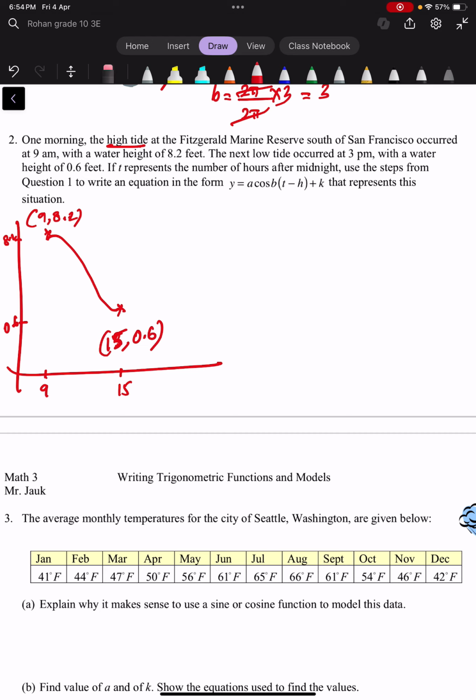Now, if T represents the number of hours after midnight, use the steps from question 1 to write your equation in this form. It's a cos function because they've asked you. So what is A? Your A is equal to 8.2 minus 0.6 divided by 2. That would be 7.6 divided by 2, which is 3.8.